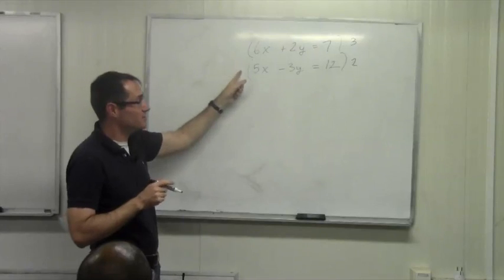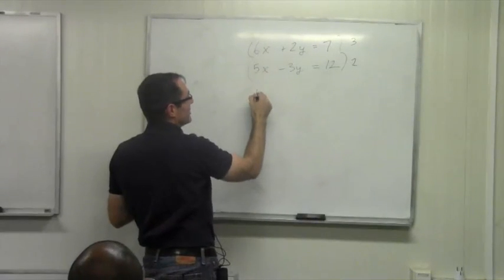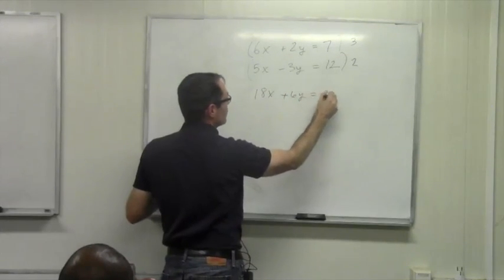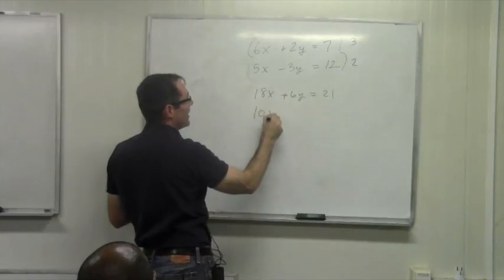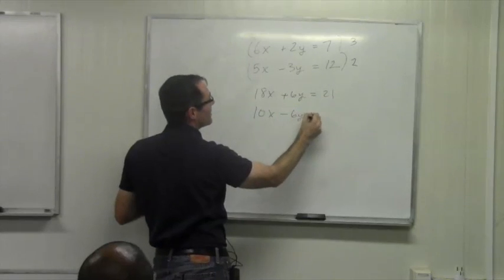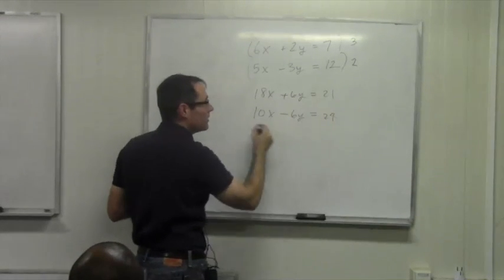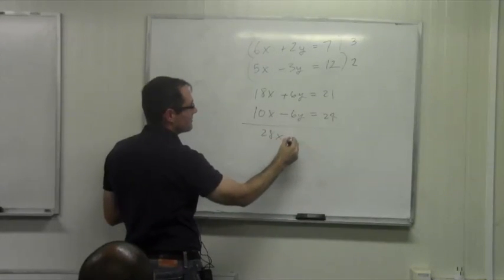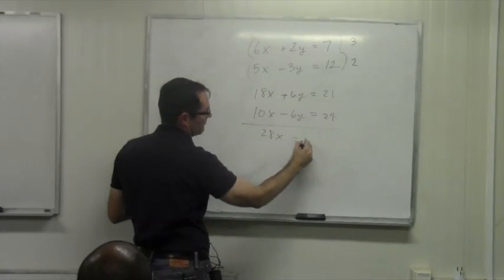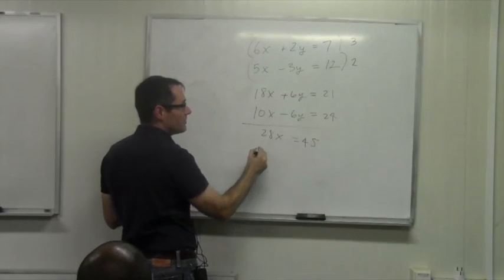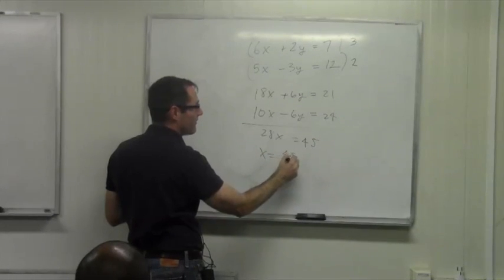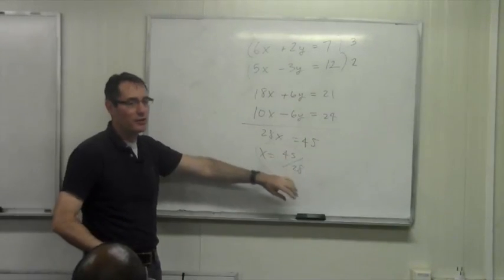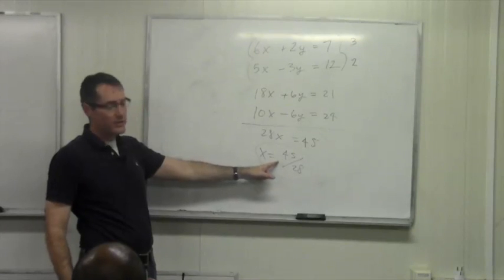Okay, so in this case it's 3 and 2, which would give us 18x plus 6y equals 21, and it would give us 10x minus 6y equals 24. And then we could add them together, and we would get 28x equals 45. X equals 45 divided by 28. And there's your answer. That hopefully will come out a little nicer.